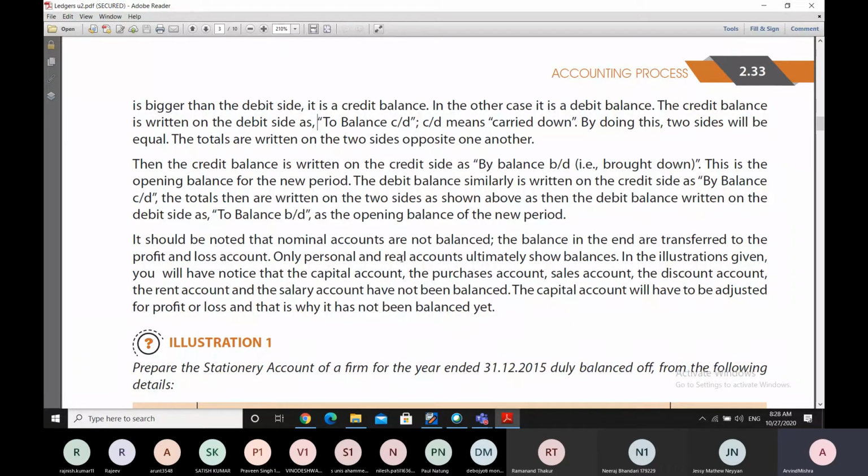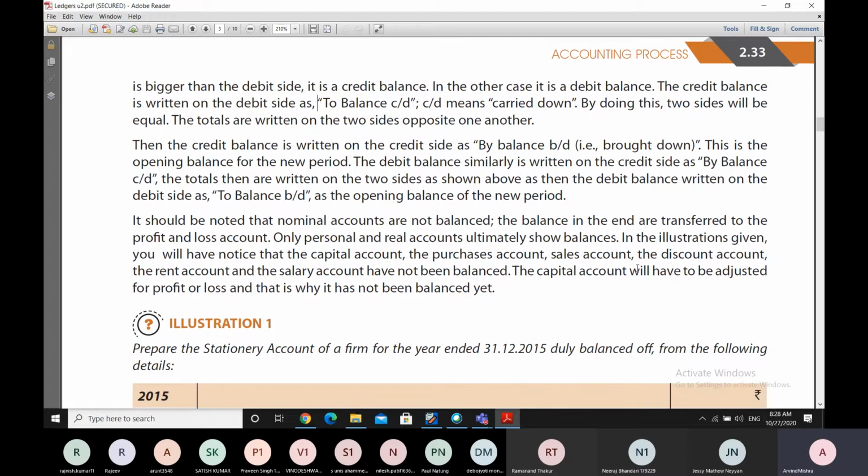It is only the personal and the real accounts that will ultimately show the balances, or rather the balance will be entered there and the balancing will be done in the personal and real accounts, but in the nominal account the balancing is not done. So in the illustrations which will follow, we will notice that the capital account, the purchases account, the sales account, the discount account, the rent and the salary account, being the nominal accounts, they don't need to be balanced.